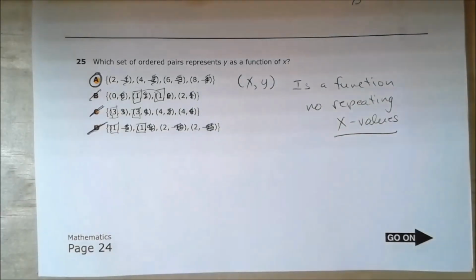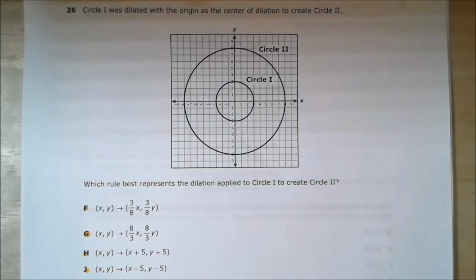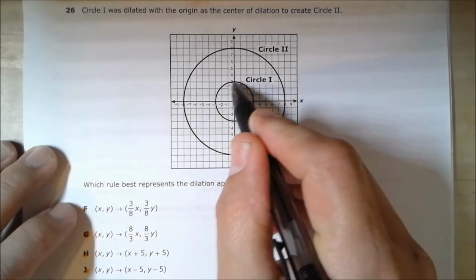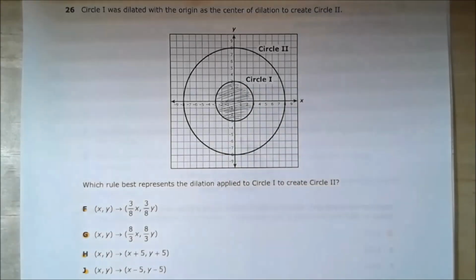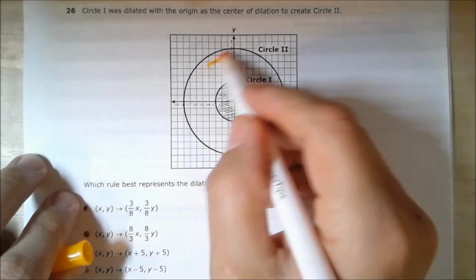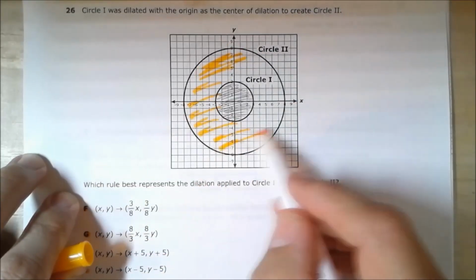Go ahead and pause this video and try to do the next problem on your own. Problem number 26 says circle 1 was dilated with the origin as the center of dilation to create circle 2. Which rule best represents the dilation applied to circle 1 to create circle 2? Okay, well let's kind of shade this in. Circle 1 was this tiny little circle in the middle, and then circle 2 is this big circle that's all around.